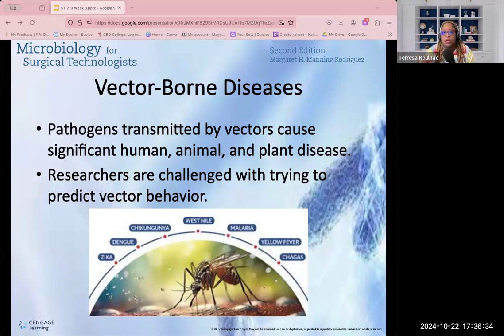These diseases also affect livestock and crops, leading to economic losses and food security issues. Researchers face difficulties in predicting vector behavior, which can be influenced by many different factors like environment, temperature, humidity, changes in land use, and urbanization. It's important for us to understand these vector behaviors because we're trying to create effective control measures and preventative strategies for vector-borne diseases.